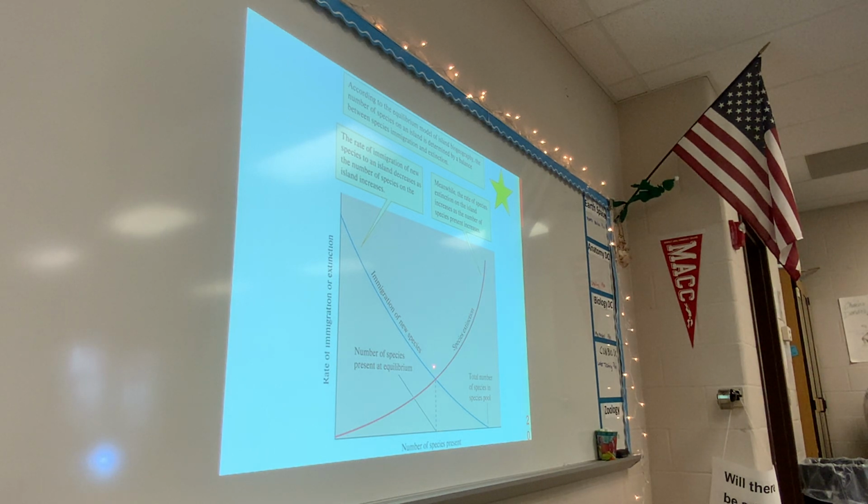And so we have this nice middle here, and that's where we're trying to get: this nice middle, which is the number of species present. That's our happy place, where the two lines intersect. Once we reach that happy middle place, that's where the balance, the equilibrium, is.